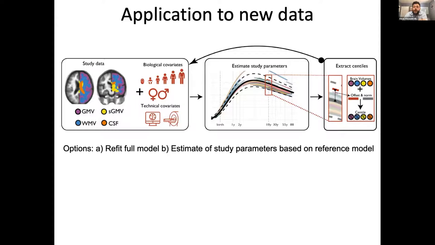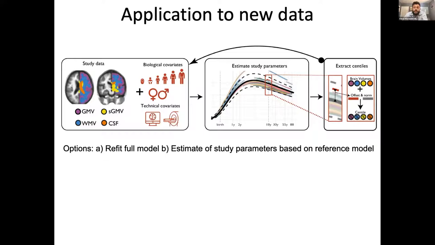So we sought another option, which I called option B here, and we implemented a maximum likelihood approach to estimate the study parameters of a new study, a study not already included in the reference model, using only the pre-derived model parameters, but not the individual participant data that went into the reference model.